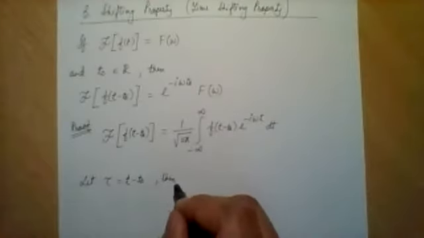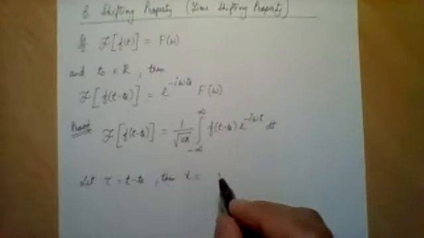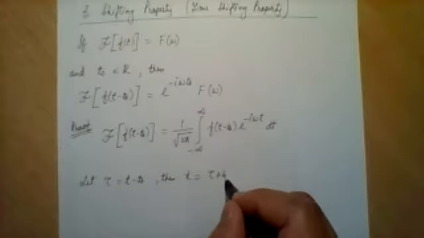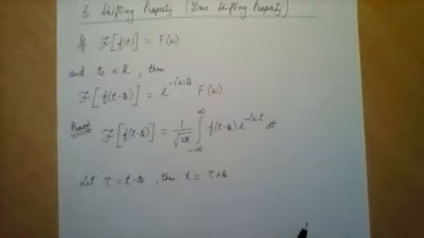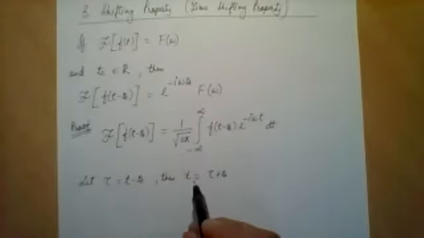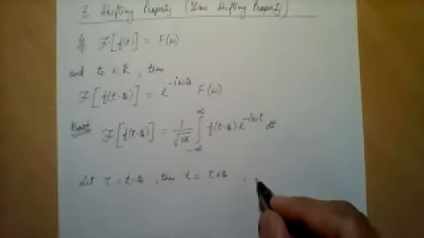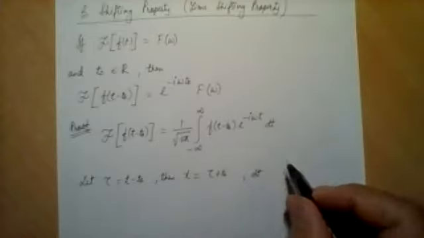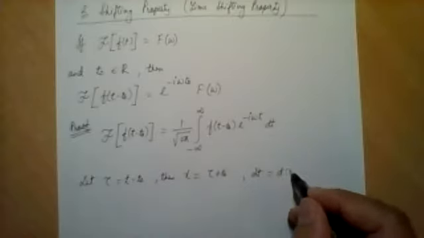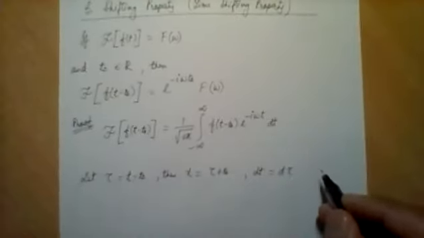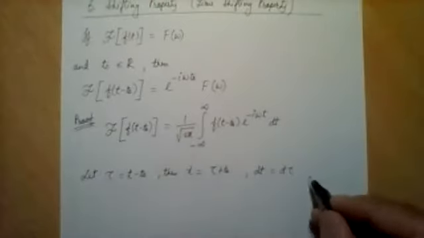Then t becomes tau plus t naught. I repeat, tau equal to t minus t naught. Then t becomes tau plus t naught, and dt is equal to d tau, because there is no scaling. We are only shifting the origin.